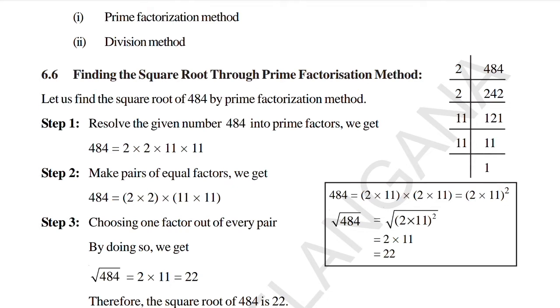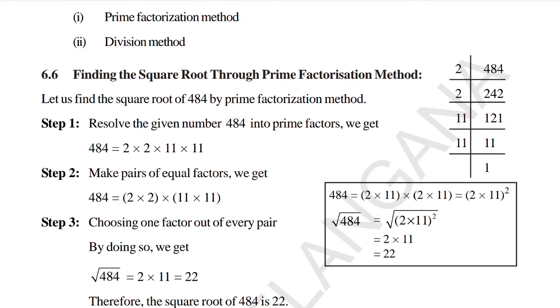Step 2 is to make pairs of equal factors. Here we have equal factors: 2 into 2 is one pair, and 11 into 11 is the second pair. So here we made two pairs. The third step is choosing one factor out of every pair. From the first pair we choose one number, that is 2. From the second pair we choose another number, that is 11. Therefore the square root of 484 equals the product of these two numbers. 2 into 11 is 22. So the answer is 22.